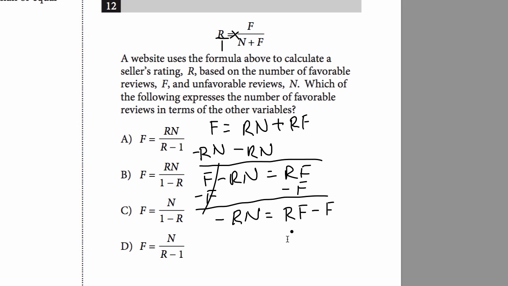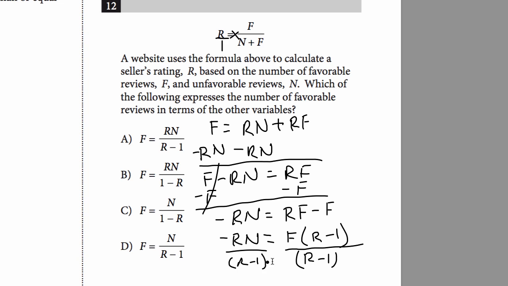Okay, so watch what I'm going to do. I'm just going to factor out an F. So that's R minus 1. And let me rewrite Rn on this side. I'm going to divide by R minus 1 to get rid of it. Boom. And we got F equals negative Rn all over R minus 1.